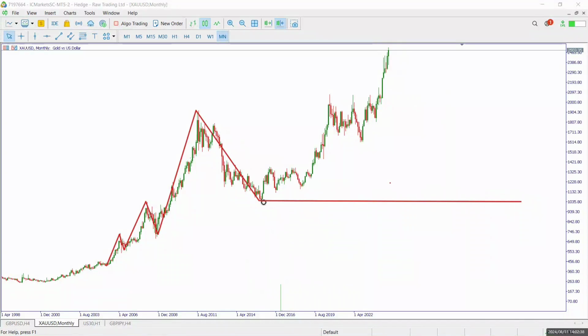Then price started making small fractals. Price made push exhaustion right here, push exhaustion right here, small fractals, then made what? A big fractal, push exhaustion right here. This is the last higher low also in regards to this fractal.